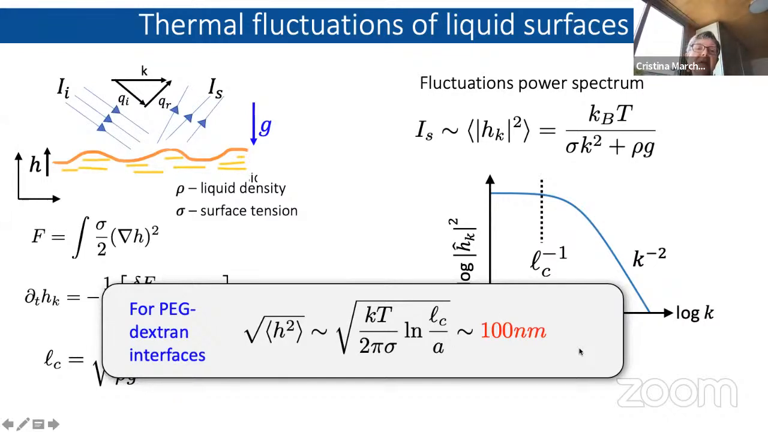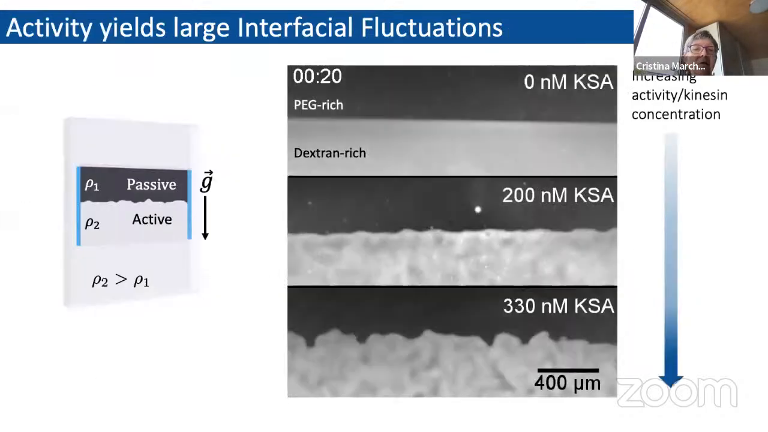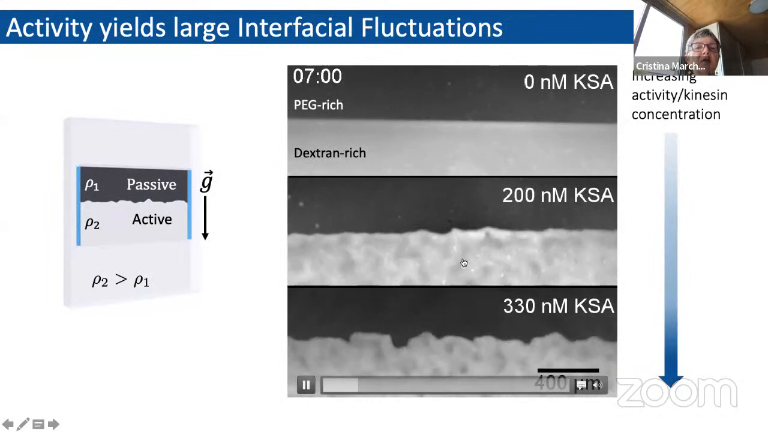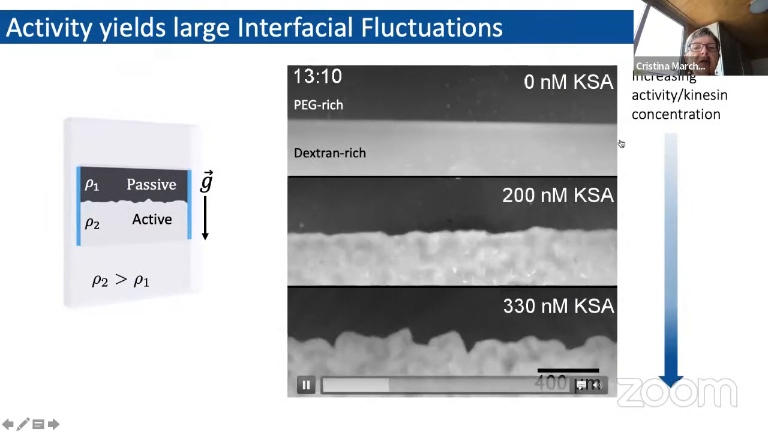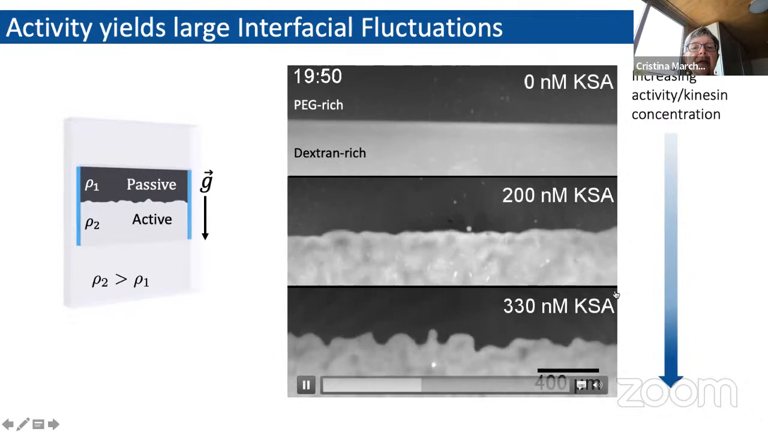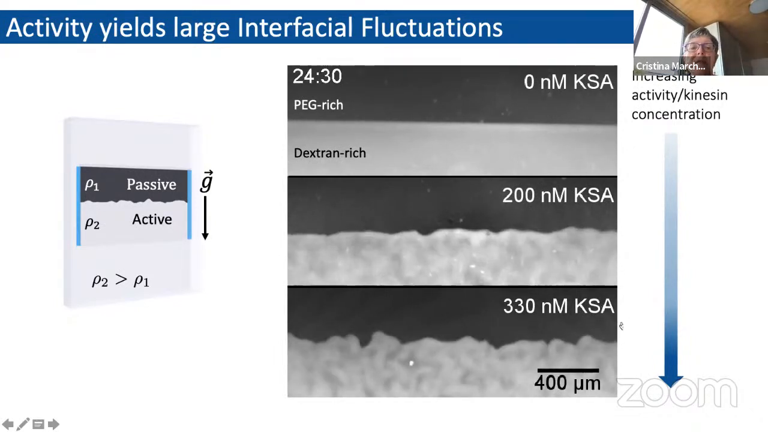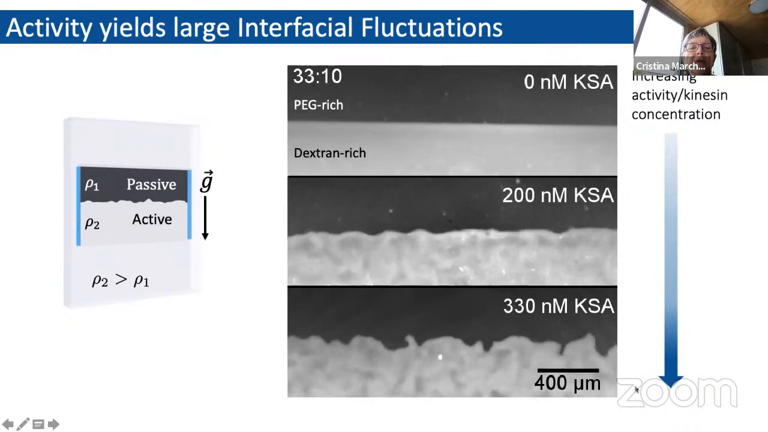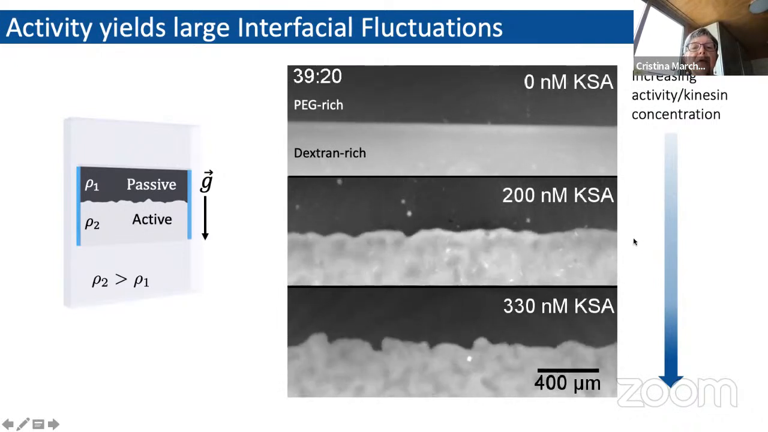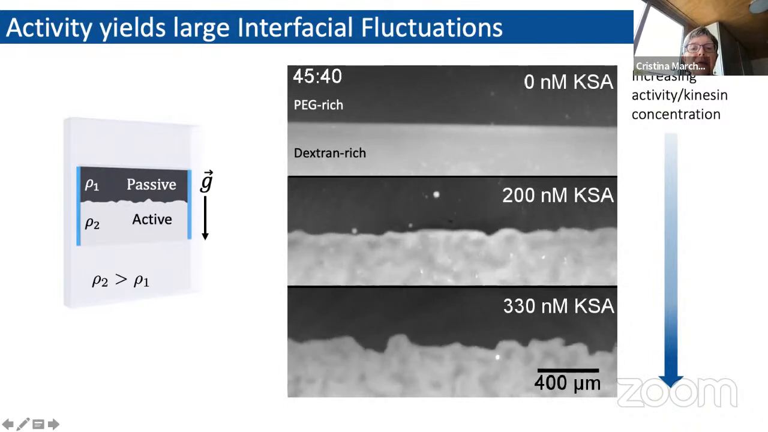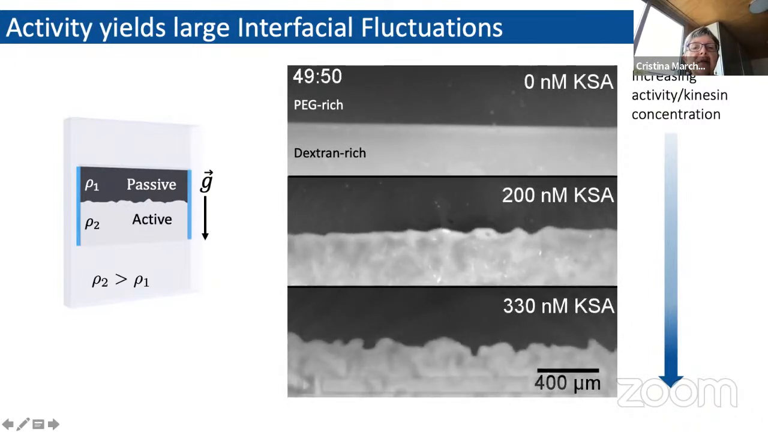This is about the size of dextran molecules, certainly not something visible by eye. So these large fluctuations that you see here, now this video shows three videos actually for increasing concentration of kinesin, KSA stands for kinesin protein that drive activity. These very large fluctuations are really driven by activity. And we would like to understand how activity can drive these large fluctuations and try to quantify this observation in a quantitative way.